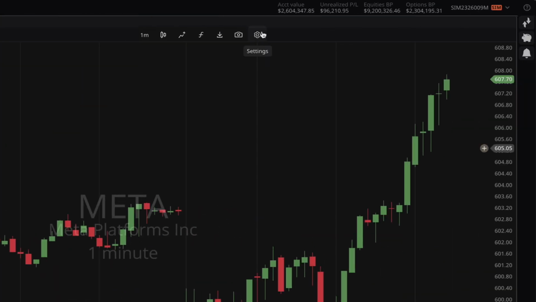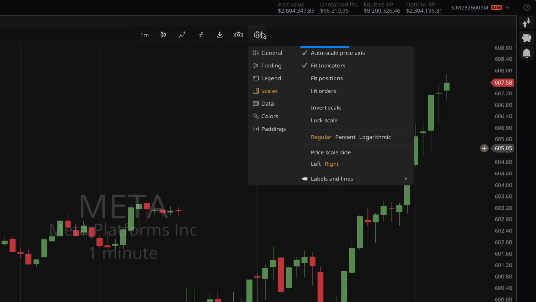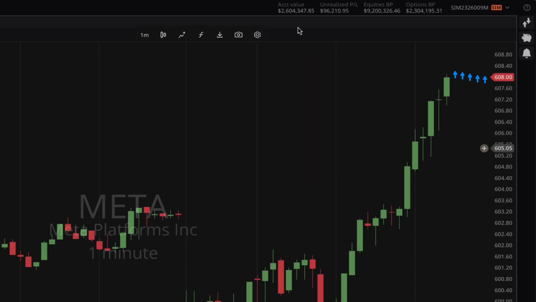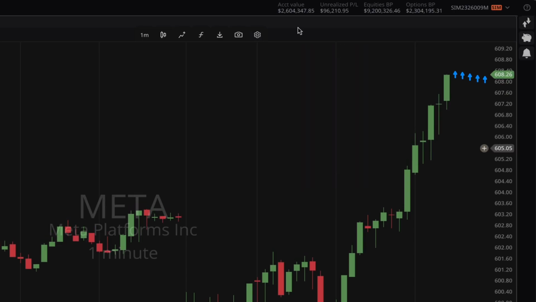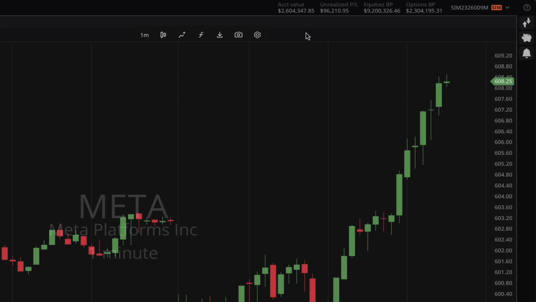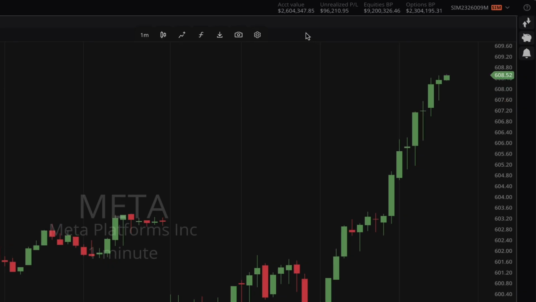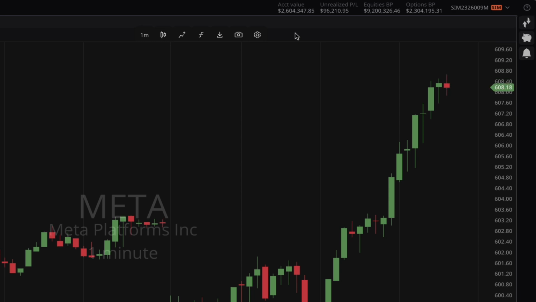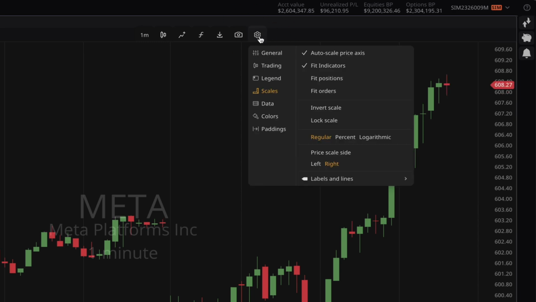Once your scale type is set, auto scale price axis keeps the vertical range adjusting automatically as price moves. The chart always fits the current price action on screen. That's the right default for most situations. But in a fast-moving market, a big macro print that sends price ripping through levels, auto scale can keep zooming out to fit the move, which makes it harder to read what's happening in real time. That's when lock scale comes in.